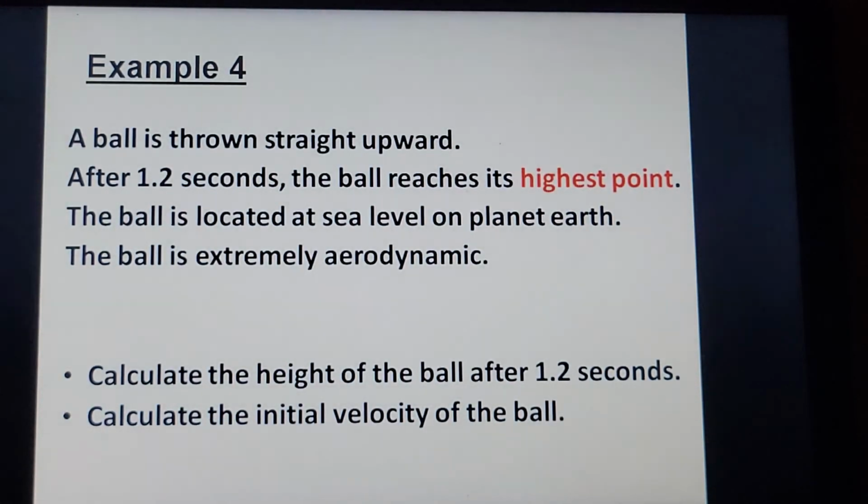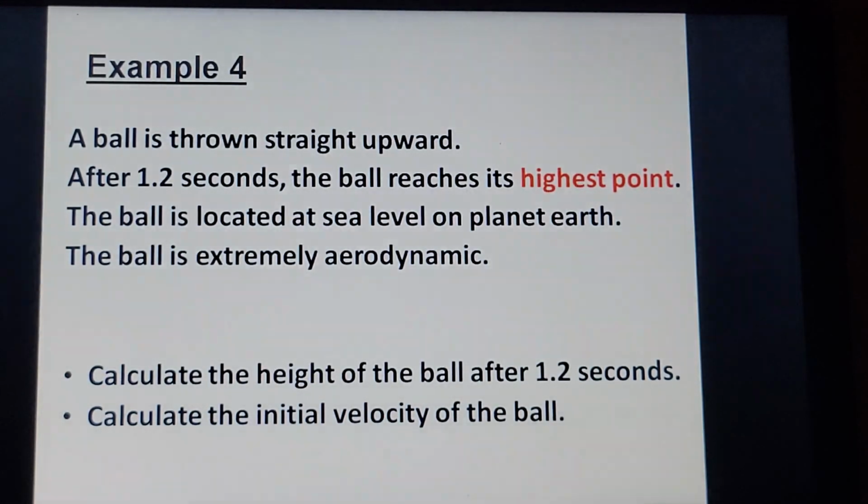Example 4. Here's a similar problem. And this time the ball is being thrown straight upward. So it's going to have an initial velocity, isn't it? In fact, it's going to have an initial positive velocity because it's being thrown in the upward direction. What's the other information given?